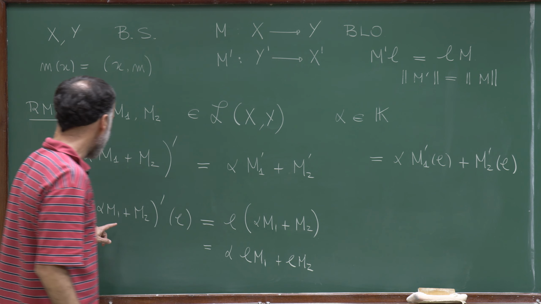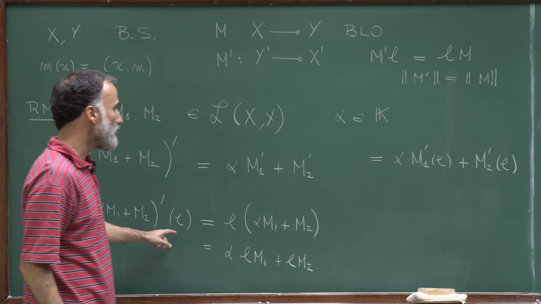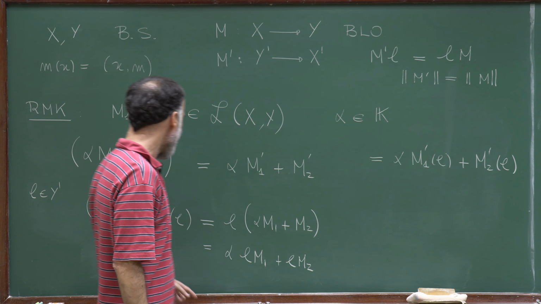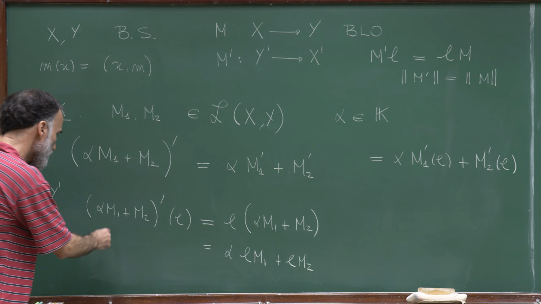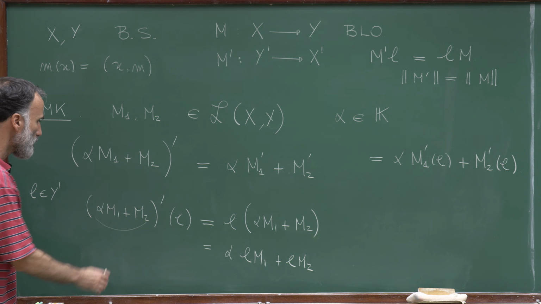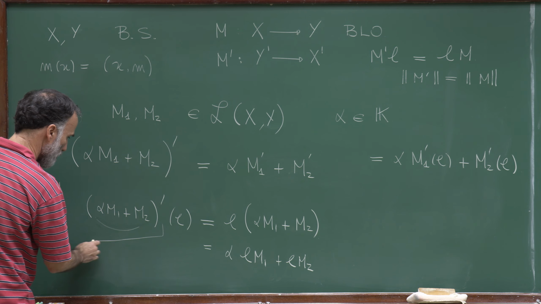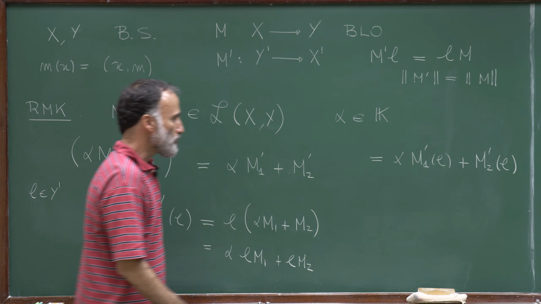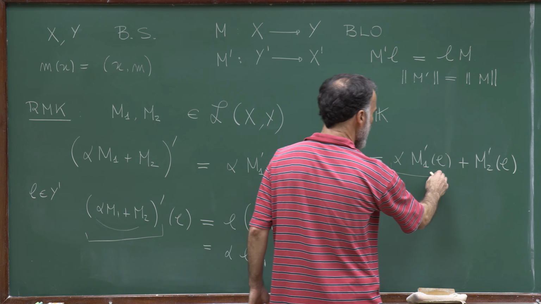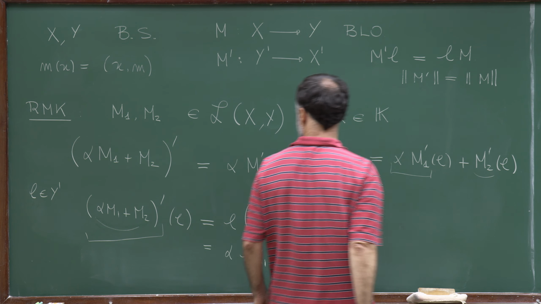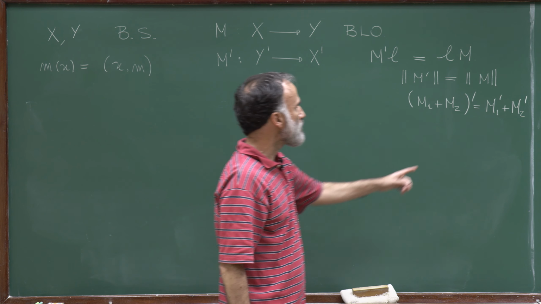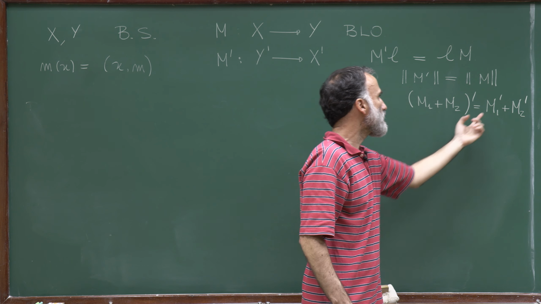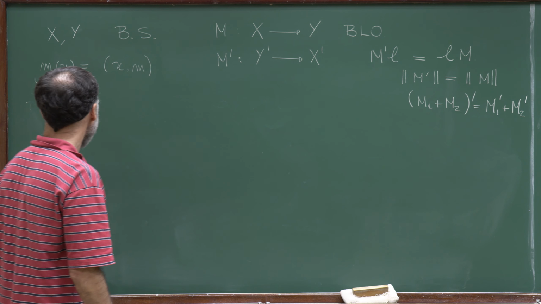And therefore, we proved this identity for all L in Y prime. This means that this operator is actually equal to the operator alpha m1 prime plus m2 prime, and this is exactly what we wanted to prove. So we just proved that the transpose of a sum is the sum of the transposes.